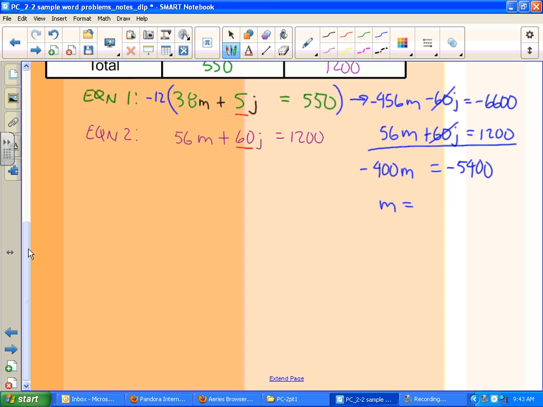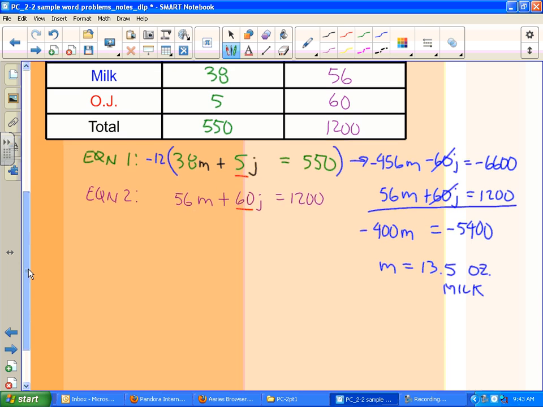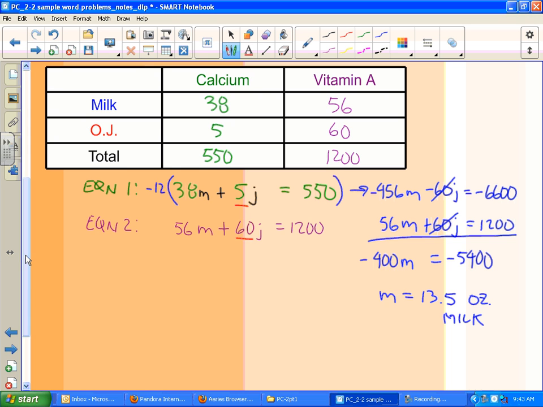13.5. Thank you very much. Now, it's nice that our units are positive because we're talking about ounces of something. So I can't have negative ounces. So if you get a negative answer, you made an oops somewhere in setting up your problem. So there it is. M is 13.5 ounces of milk.